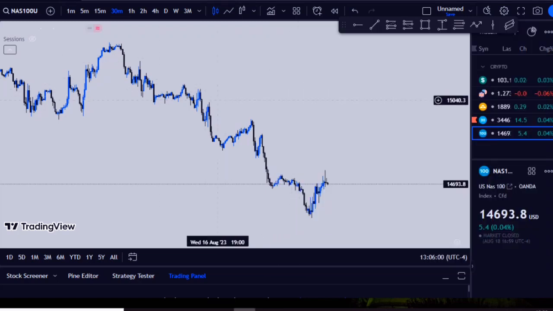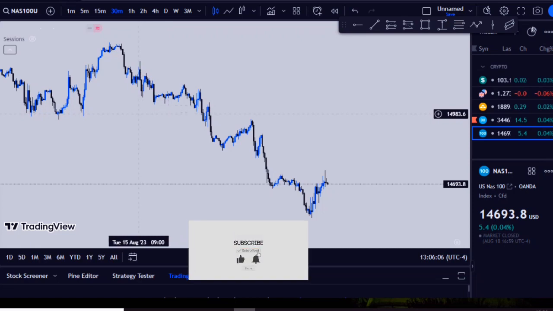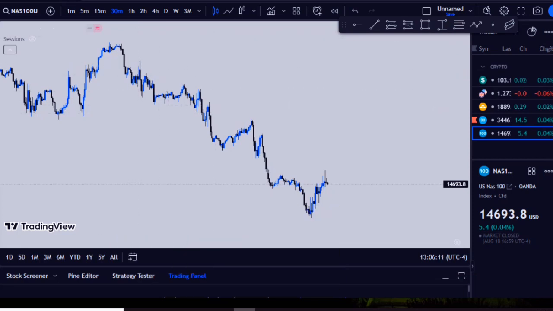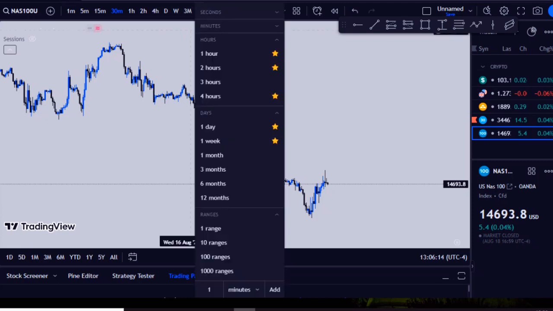Today, guys, I'm going to be doing a whole top-down analysis on NAS100. Alright, so let's see what we'll be expecting next week. First of all, I will start from the monthly time frame.